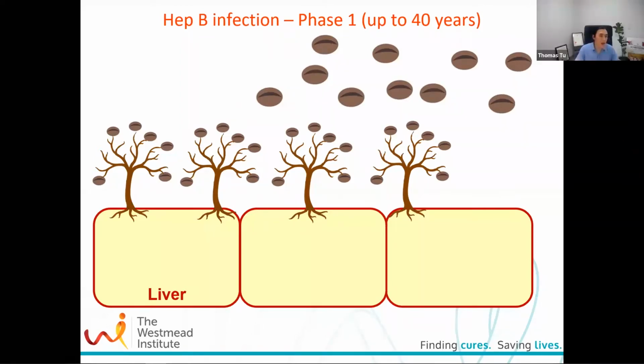So this is what's happening at the very start of an infection. A lot of trees are in the liver, but they don't disrupt the ground. Your liver is generally normal, but it's producing a lot of virus, a lot of seeds.